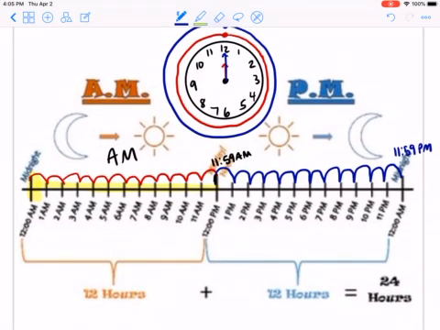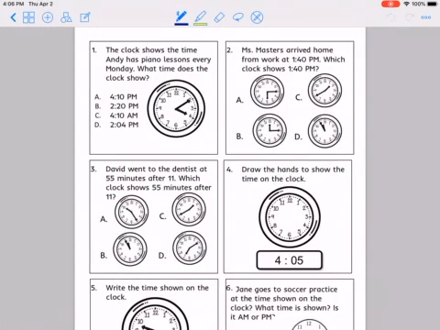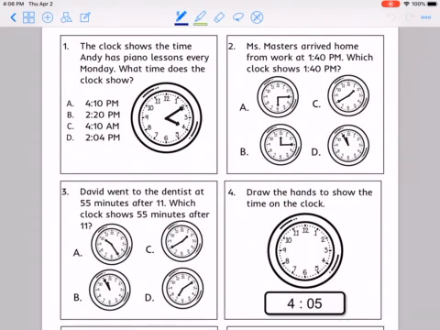Now we're going to apply it to some scenarios, okay? So let's look at some of these questions. Looking at number 1, the clock shows the time Andy has piano lessons every Monday. What time does the clock show? So think about when Andy's going to have piano lessons. Well, first we need to see what the clock says. So I'm going to look at my hour hand first. That's the short hand. Then I'm going to look at my minute hand.